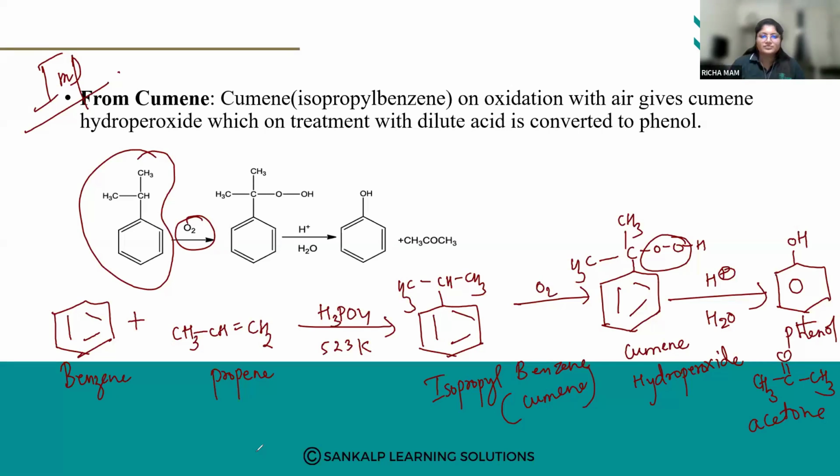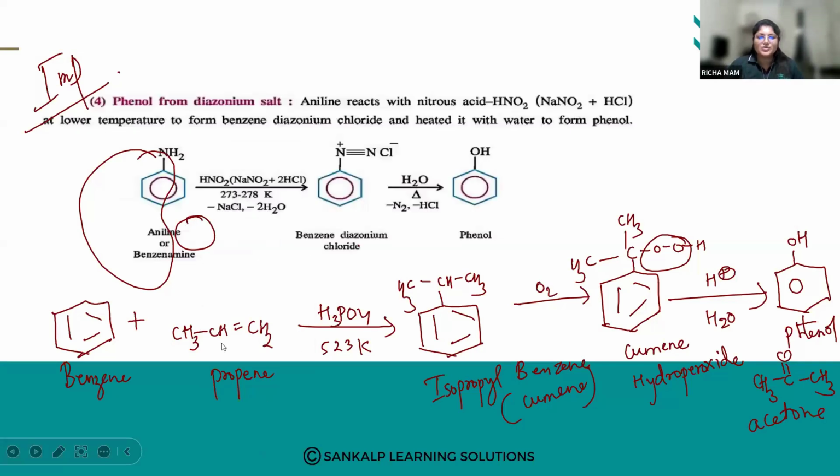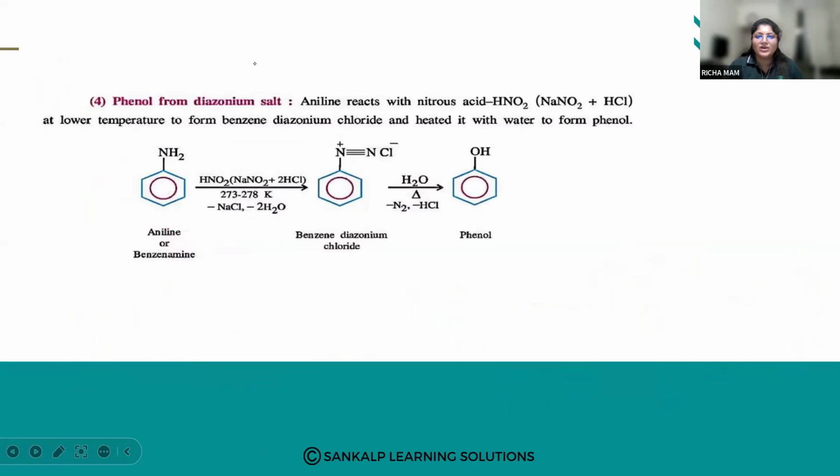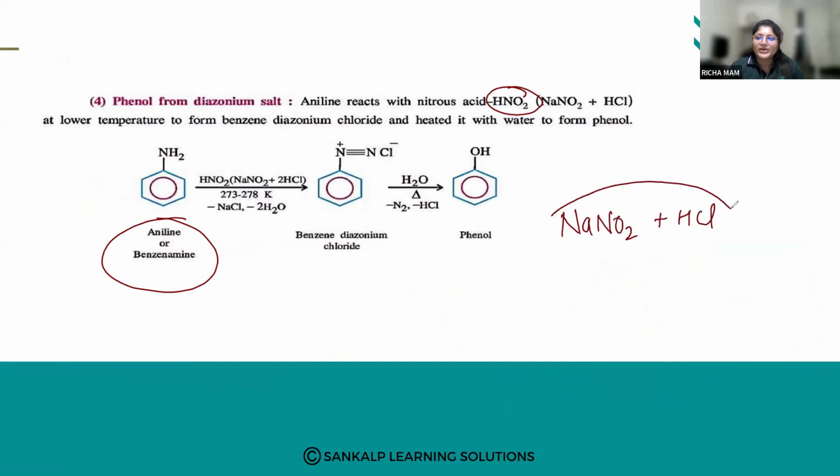Then next is from diazonium salt. So how can we prepare phenols? I'm going to take aniline, or benzenamine, and react it with nitrous acid. How to get this nitrous acid? NaNO2 plus HCl. When you react NaNO2 with HCl, I am going to get nitrous acid. This nitrous acid will react with aniline at 273 to 278 Kelvin, that is 0 degrees to 5 degrees Celsius.